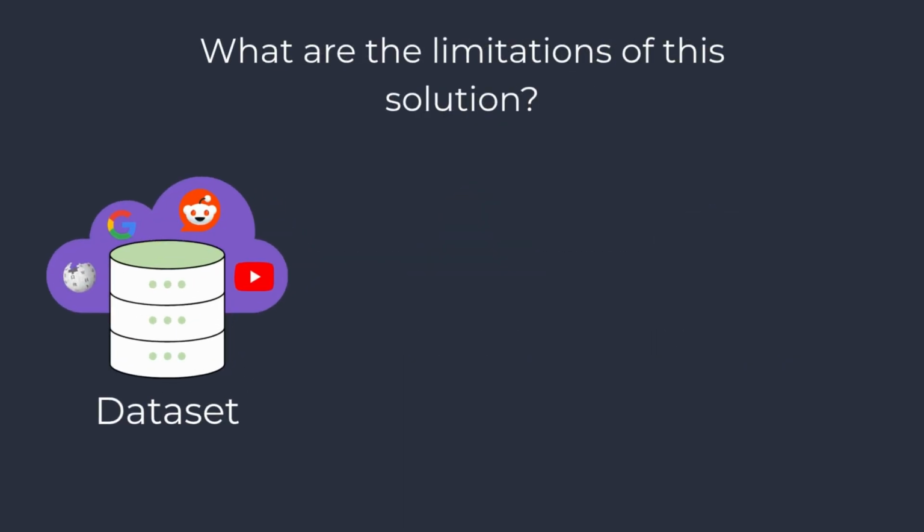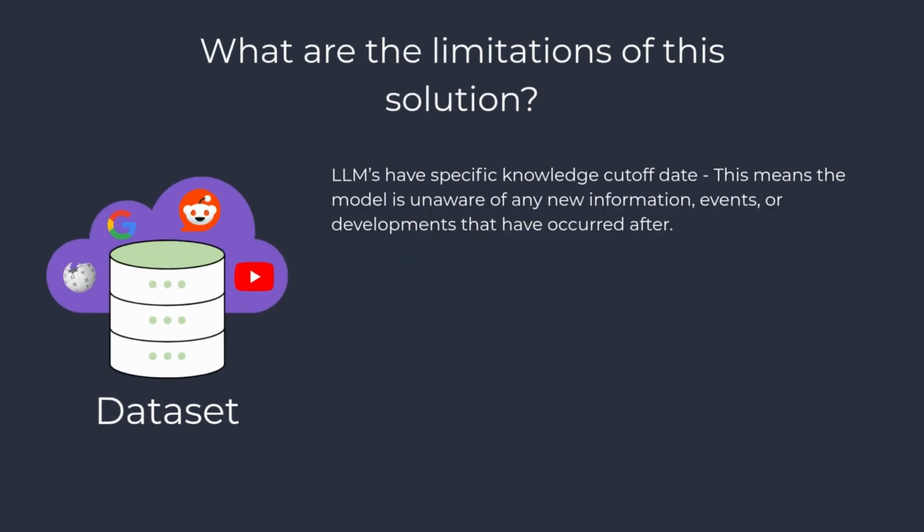First, LLMs have a knowledge cutoff date. Think of it like a textbook that was printed on a specific day. The model only knows about information that existed before that date. It is completely unaware of any new information, events, or developments that have happened since.